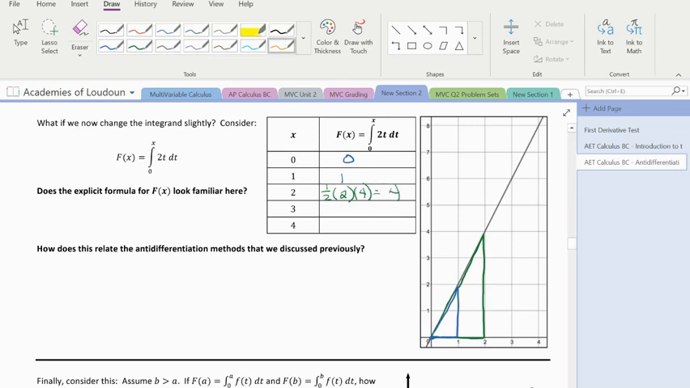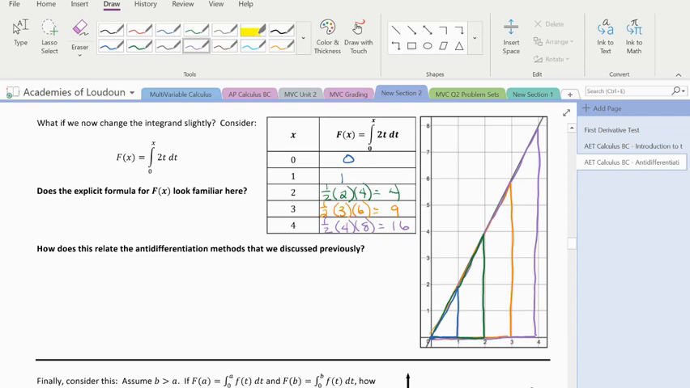From 0 to 3, again, using triangles, I have 1/2 times 3 times 6, which gives me 9. And then lastly, from 0 to 4, I have 1/2 times 4 times 8, which is 16.